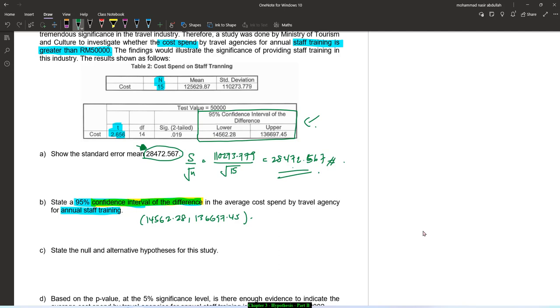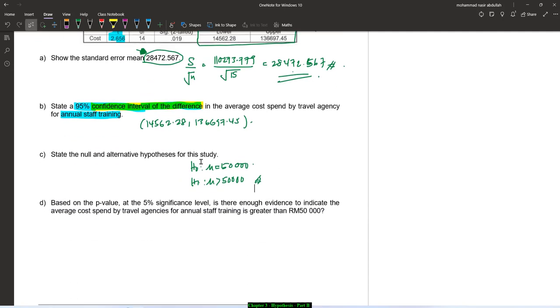The next question is to state the null hypothesis and alternative hypothesis for this study. Null hypothesis is mu equal to 50,000. The alternative hypothesis, dia kata kat sini, staff training greater than 50,000. So kita tengok semua greater saja kan. Nanti kita cari yang less than. Right? So this is the hypothesis testing.